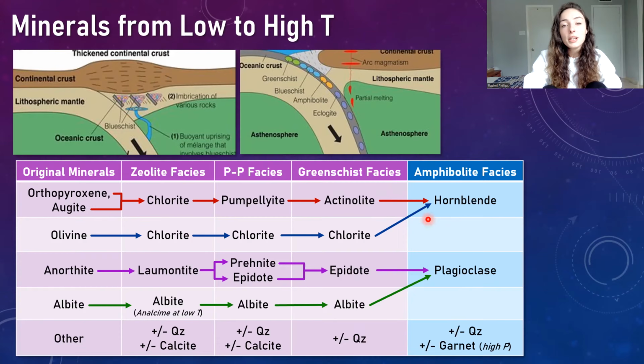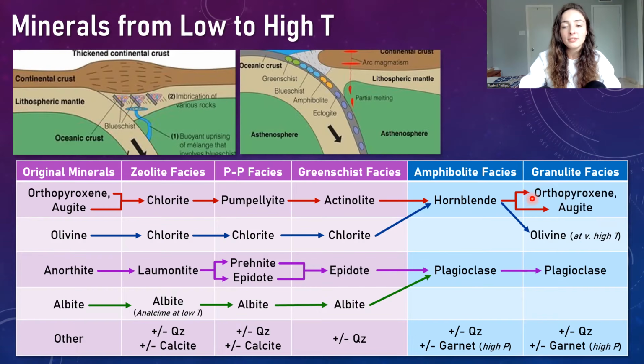And then in the Amphibolite Facies, we have hornblende from the actinolite and chlorite content. We have plagioclase from the epidote and albite content. And then you have potentially quartz and garnet at higher pressures. And that is all there is for the Amphibolite Facies assemblage. And then in the Granulite Facies, we have hornblende going to both orthopyroxene and augite, as well as olivine at very high temperatures. And then plagioclase stays plagioclase, and quartz and garnet remain depending on the pressure conditions.